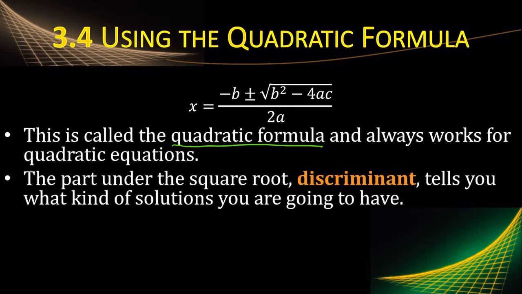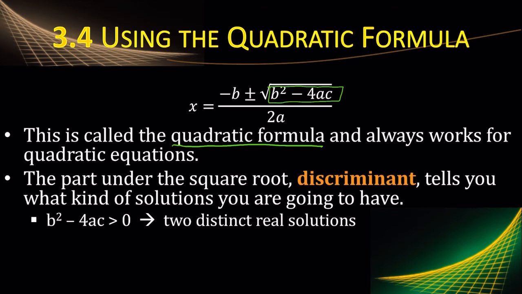The part under the square root, that's this b squared minus 4ac, that's called the discriminant and tells you what kind of solutions you're going to have. So if the b squared minus 4ac is greater than 0, we'll be taking the square root of a positive number, and it's plus and minus that, so we'll have two real solutions that are different.